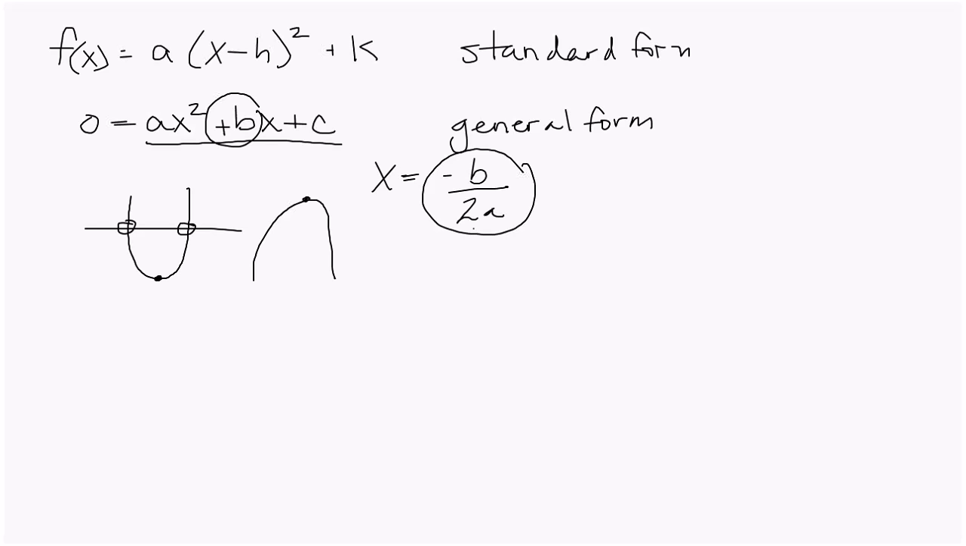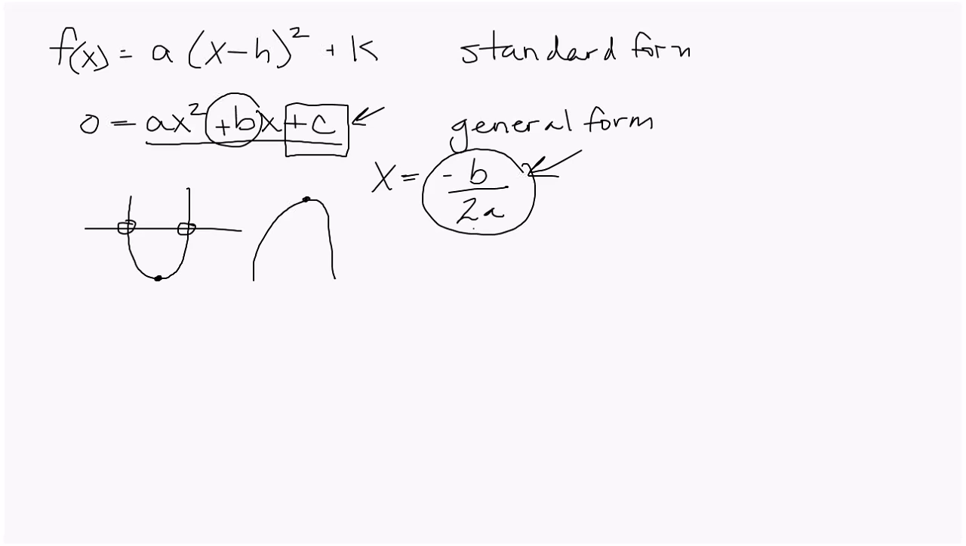Another piece of information that you can get from the general form is that if you want to find the y-intercept, it is always going to be the c value. So it's just going to be at the ordered pair 0 and whatever c is. So the general form gives you the vertex by using this formula for x, and it also gives you the y-intercept.